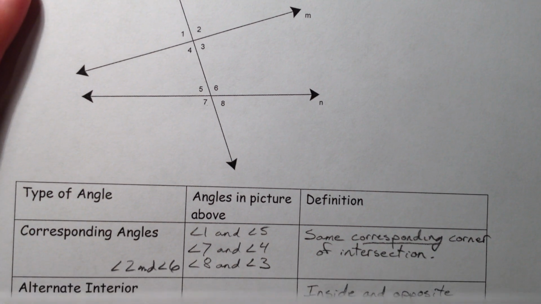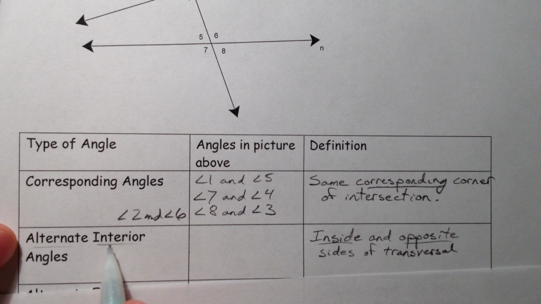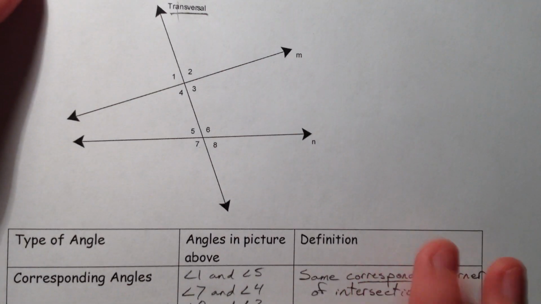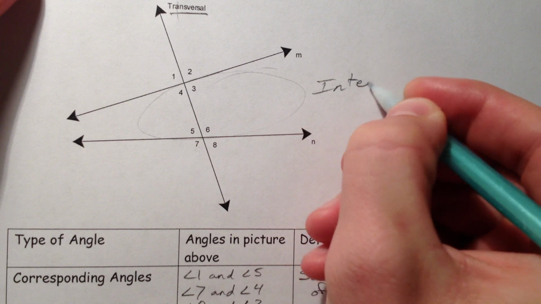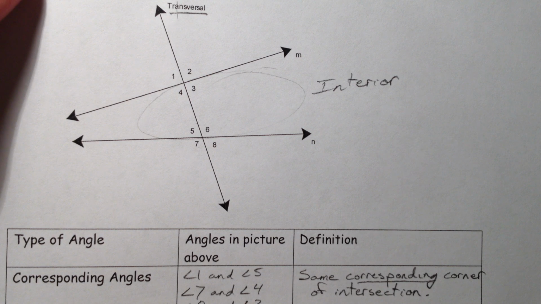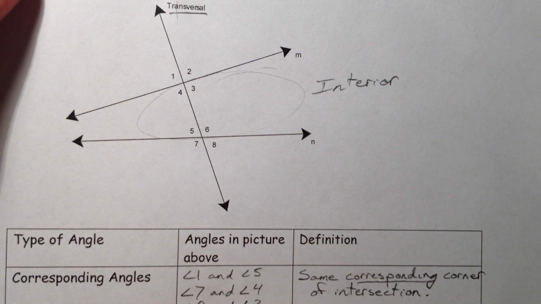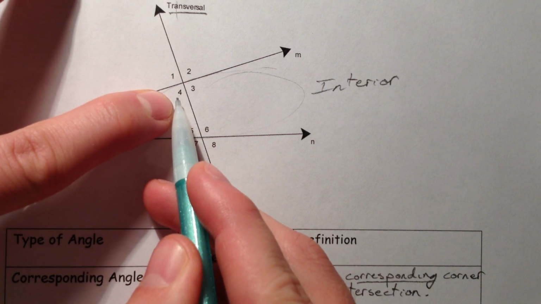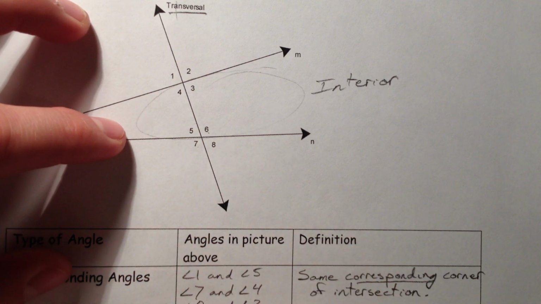Next one, alternate interior. Now, by definition, I think it's a fairly good description of what's going on. Interior, what we're talking about is the interior of these two lines. Interior, in between, the inside of the two lines. And then alternate, meaning alternating sides. And so alternate interior, let's pick angle 4 because it's on the interior. Alternate interior with 4 would be angle 6 because it's on the opposite side.